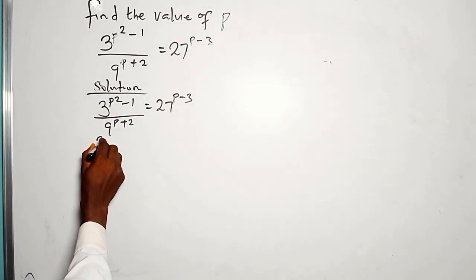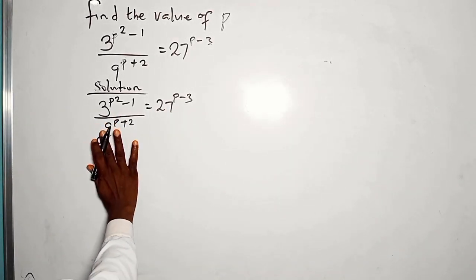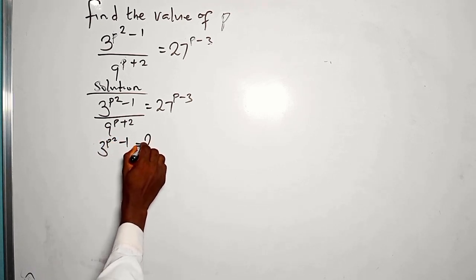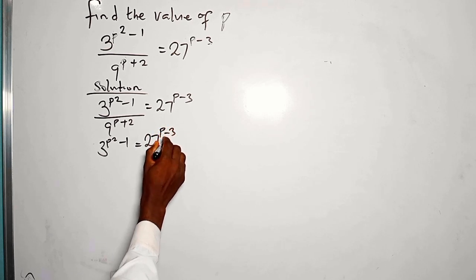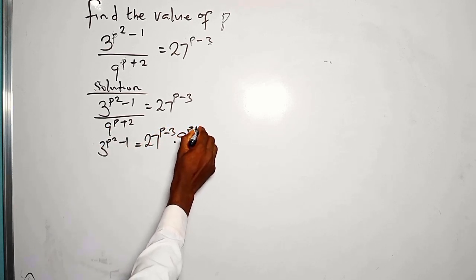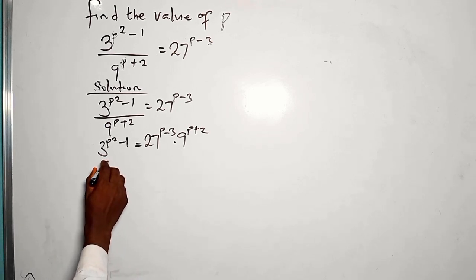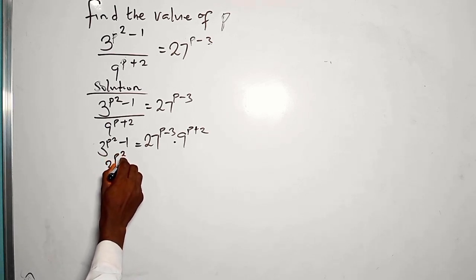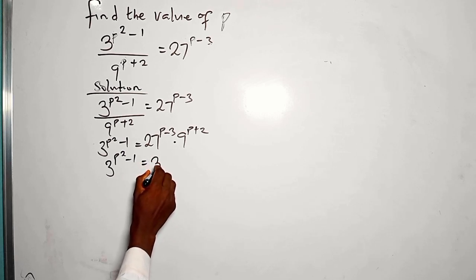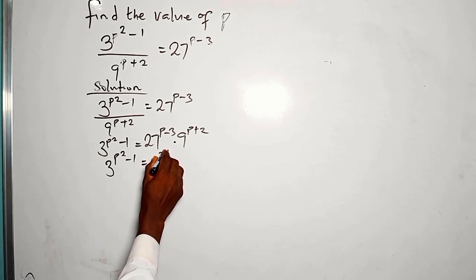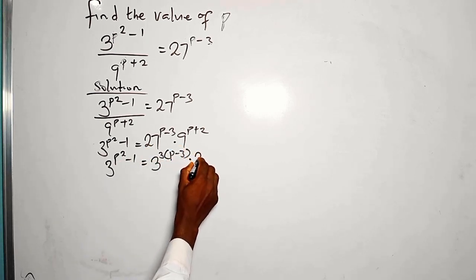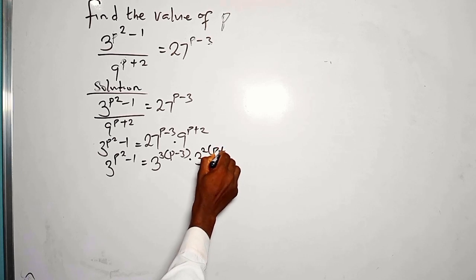So we have 3 raised to power p squared minus 1 equals 27 raised to power p minus 3, times 9 raised to power p plus 2. We can write 27 as 3 raised to power 3 into p minus 3, and 9 as 3 squared into p plus 2.